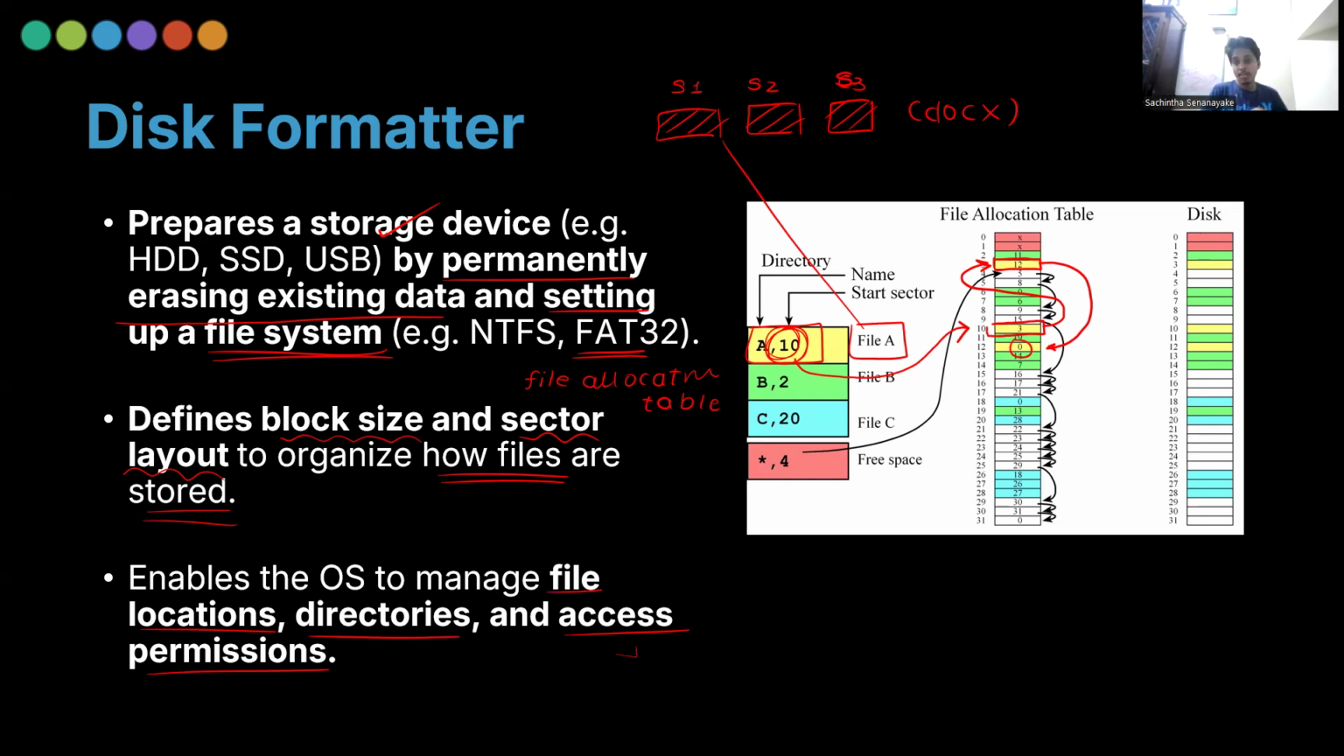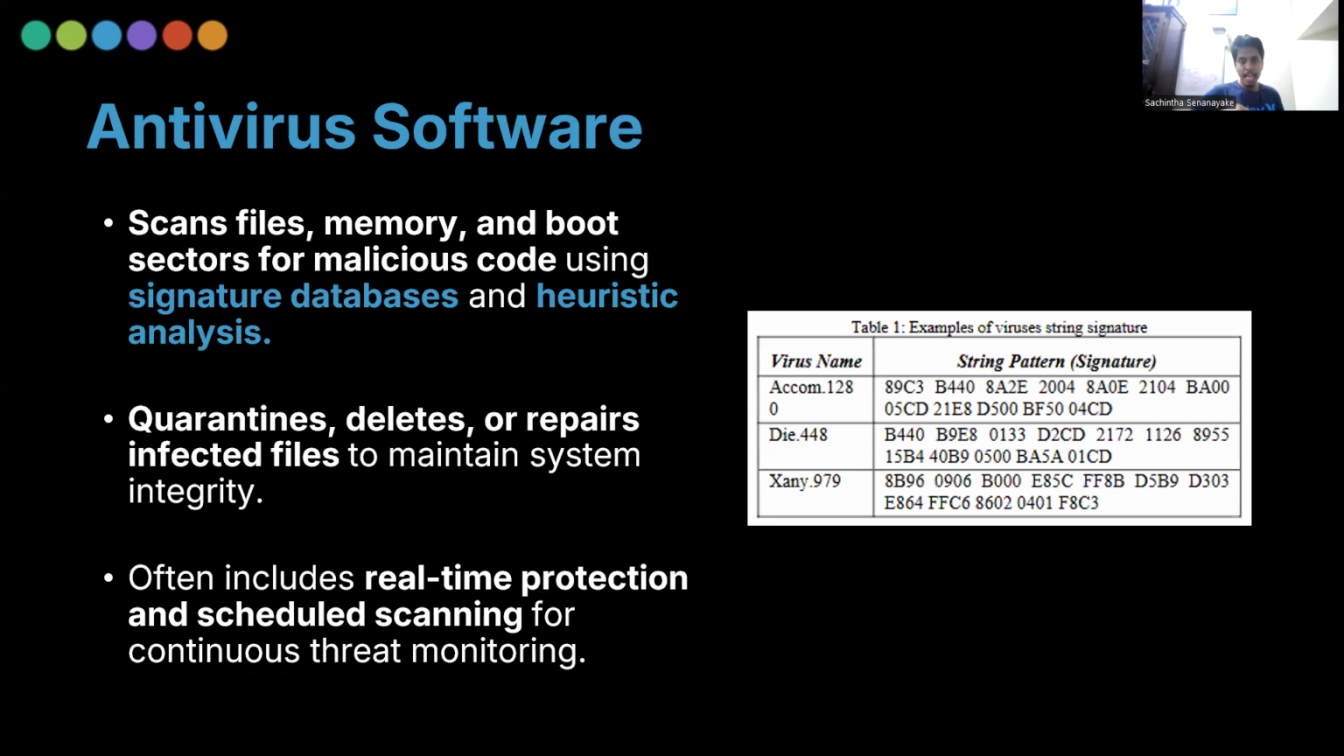And this formatting is usually done when you buy a new disk from the shop, and you also do it when you have an old disk that you want to permanently wipe out and start from scratch. Then we have antivirus software. Antivirus software is there to scan files, memory, and boot sectors for malicious code. Antiviruses are software that help us get rid of viruses. What are viruses? Viruses are malicious software that spread throughout the computer through a host application, a good application.